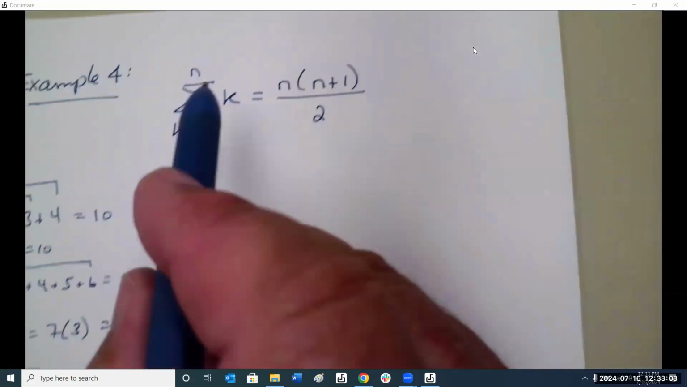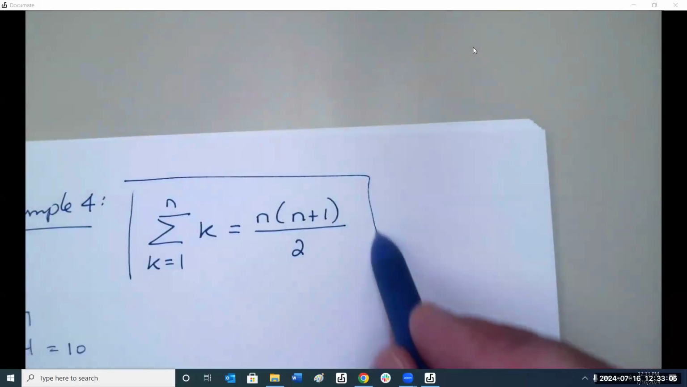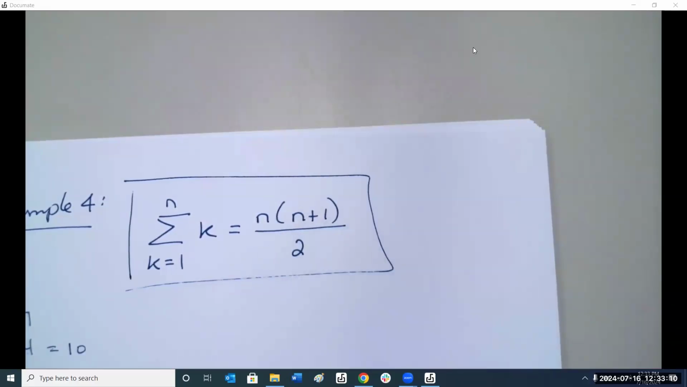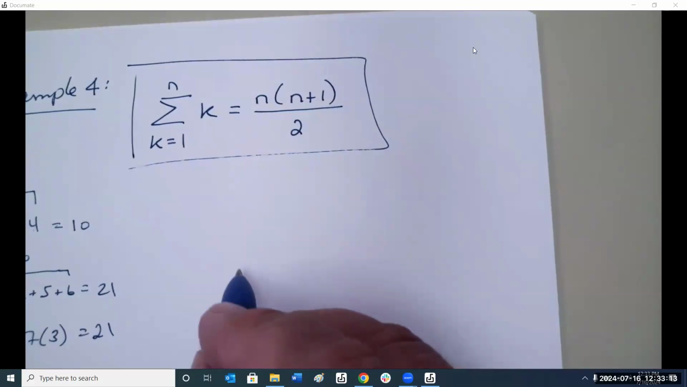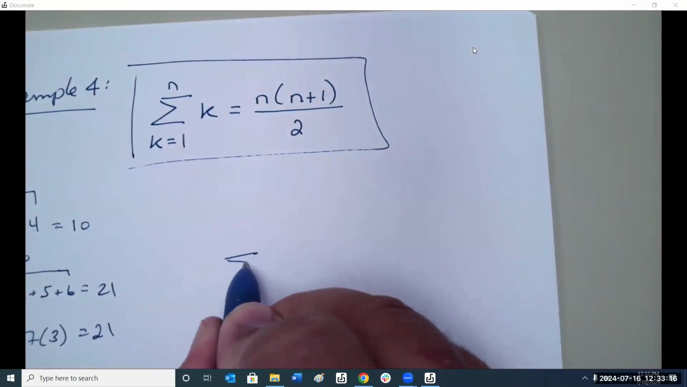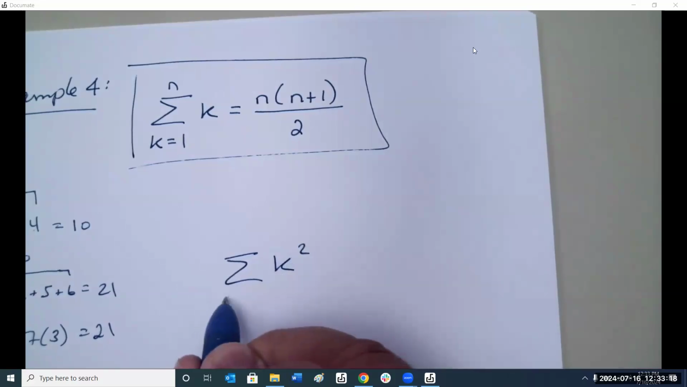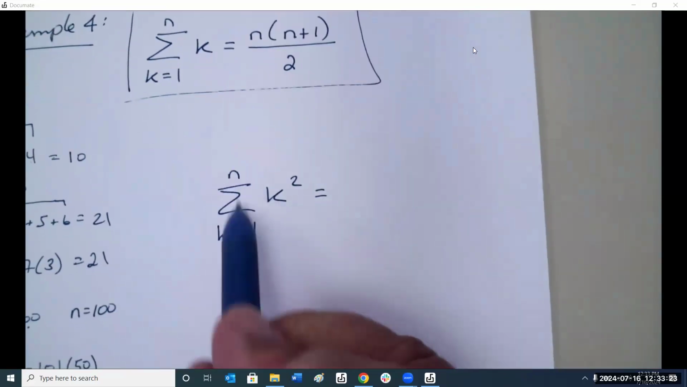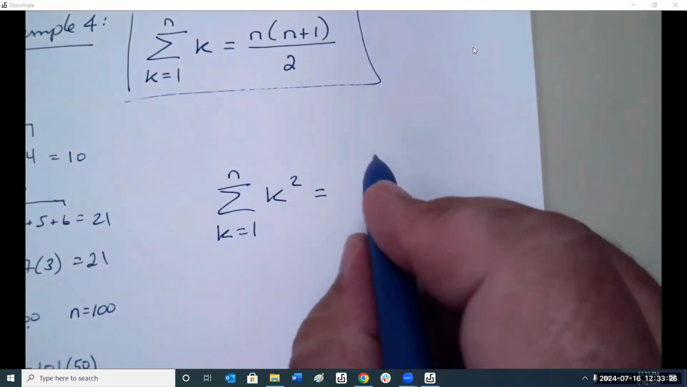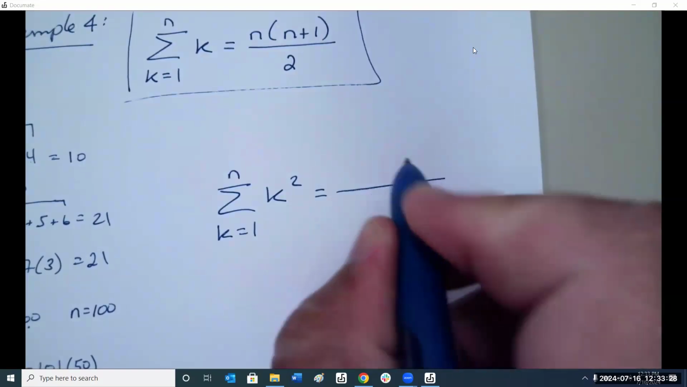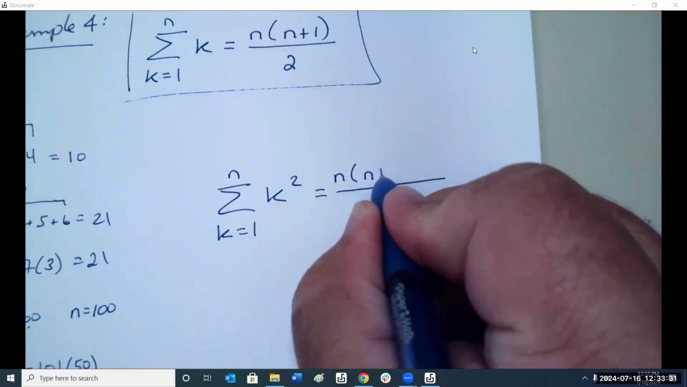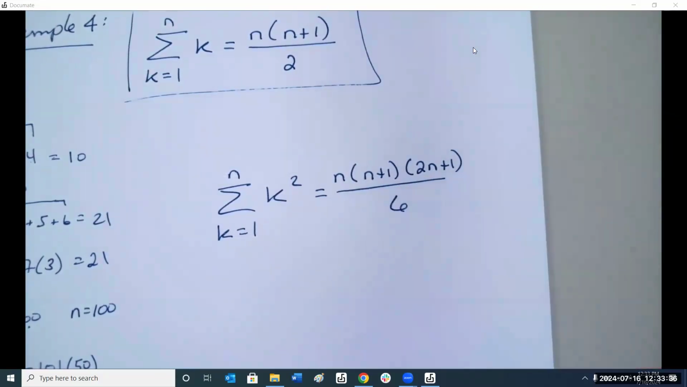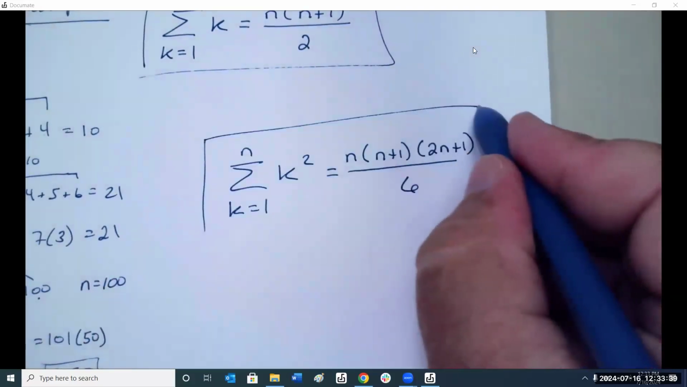So we know that here we have our first example. We can go from a summation to a straight up formula. But we can go further now. If we have the summation of k squared from 1 to n, we can expand that to be n times n plus 1 times 2n plus 1 over 6. So there's that formula.